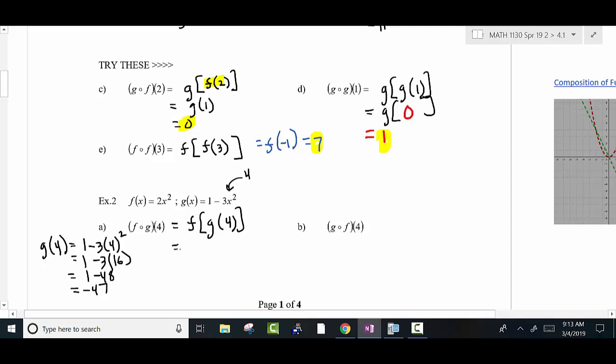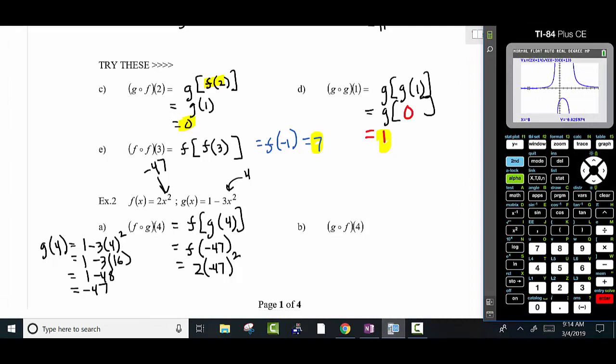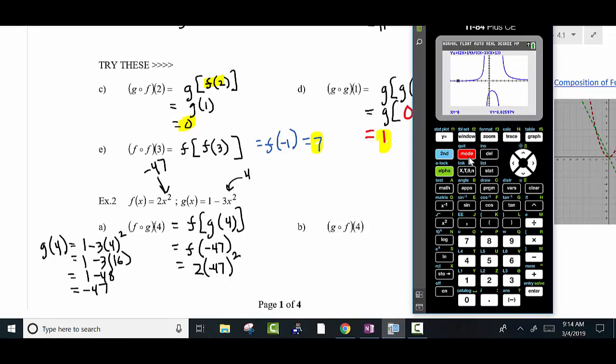And then going back to the problem, you would have f of negative 47. Okay, we may have to use a calculator on this next one because we're probably going to get a real big number. So what do you do with the negative 47? You plug it into the other function, right? Okay, so you're going to end up doing 2 times negative 47 to the second. I'm going to do that on the calculator. I don't have a clue what that is. And you'll get some pretty big numbers on these sometimes.